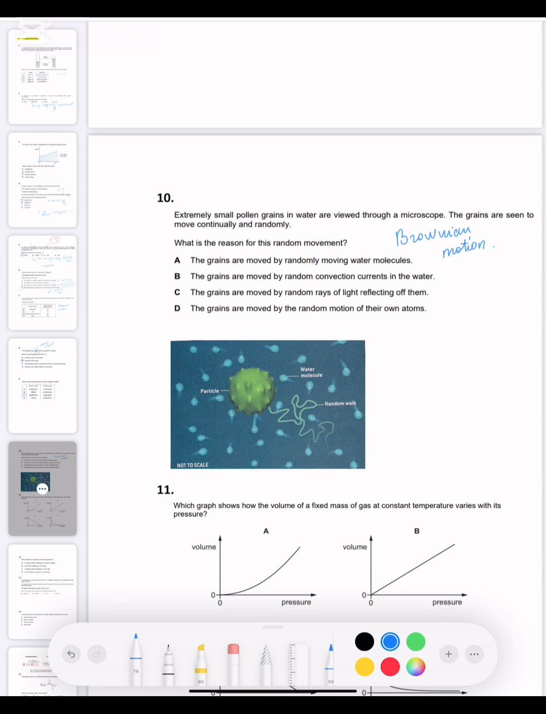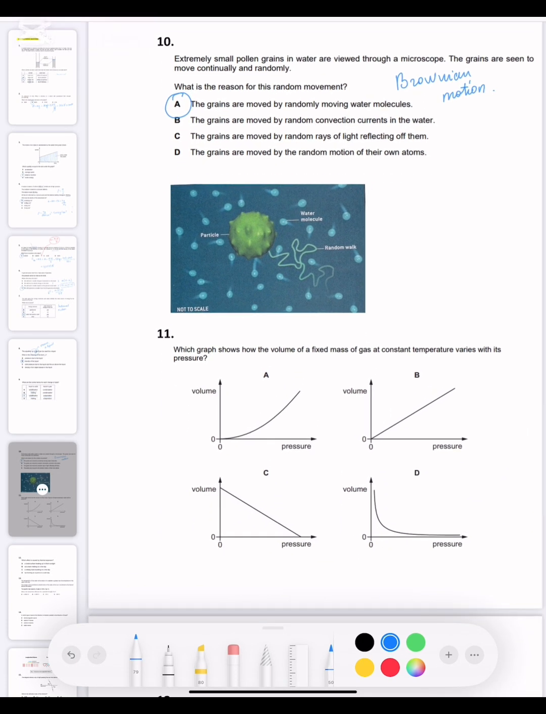This movement happens because the particles are constantly being bombarded by the molecules of the surrounding fluid, in this case, water molecules. So, the answer is A. The grains are moved by randomly moving water molecules. Water molecules are in constant motion due to their thermal energy. Even though these molecules are too small to see, they collide with the pollen grains in all directions, causing the grains to move in an unpredictable, random manner, as you see in this figure.